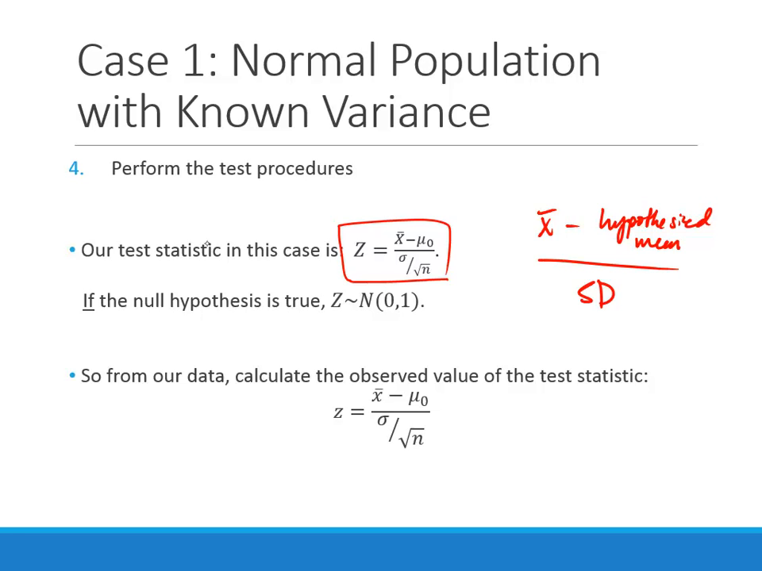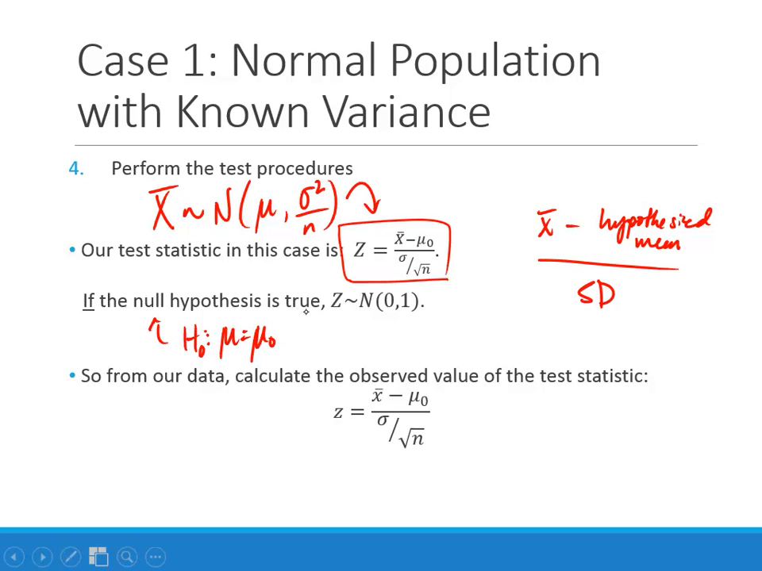And again, we get here because x bar we know is distributed as a normal random variable with mean mu and variance sigma squared over n, so that leads us to that. And when the null hypothesis is true, then the distribution of x bar, the null hypothesis says that the mean is actually equal to mu 0. So when that's true, our test statistic is going to have a standard normal distribution.